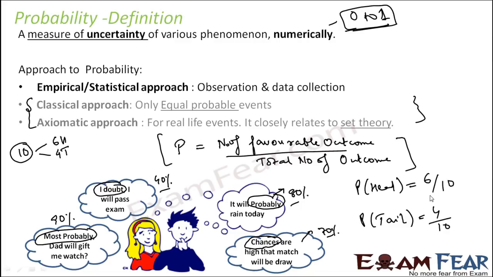We will touch these formulas later, but just understand that probability is nothing but the measure of uncertainty of various phenomena. It is used to represent that numerically, and this numerical value is typically between 0 and 1. If it is 0, it means it is an impossible event. If it is 1, that means it is a certain event. It will happen for sure. And when you talk about probability statements, for example, words like doubt, most probably, probability, chances, these words are used to show that the statement I am talking about is not concrete.